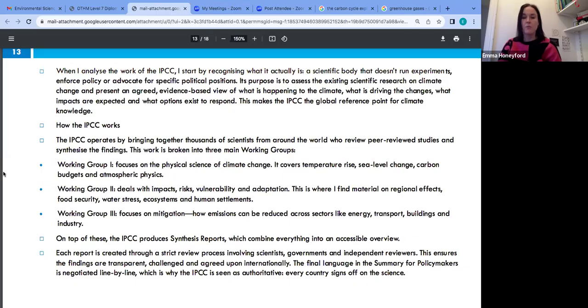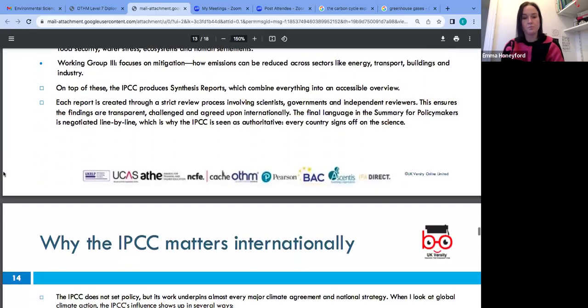I would say it's the most trusted international body when it comes to climate change research. The final language in the summary for policymakers is negotiated line by line, which is why the IPCC is seen as authoritative, and every scientist signs off the science as well.